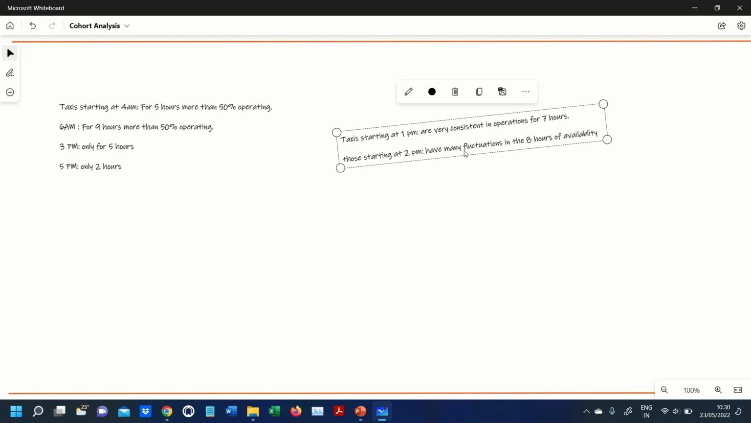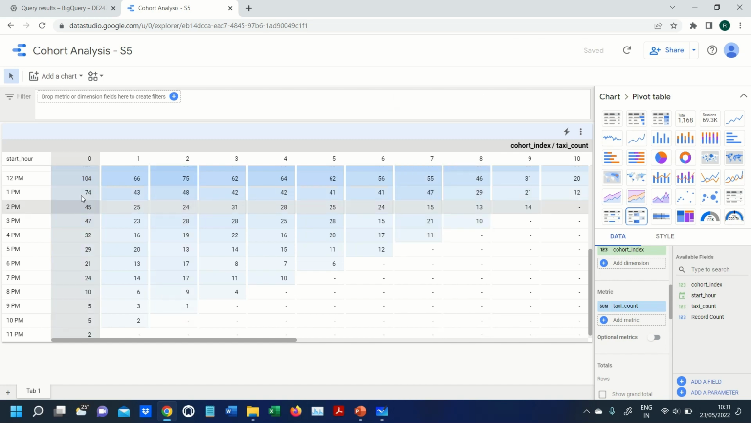And those starting at 2 p.m. have many fluctuations. For the taxis starting at 2 p.m., there are so many indicators. It's not only about the route they are taking, but the time is also a factor here. There's a lot of fluctuation for the taxis starting at 2 p.m. So it's 25, 20, 31, and then coming down to 15, 13, again increasing. So there is some fluctuation here.